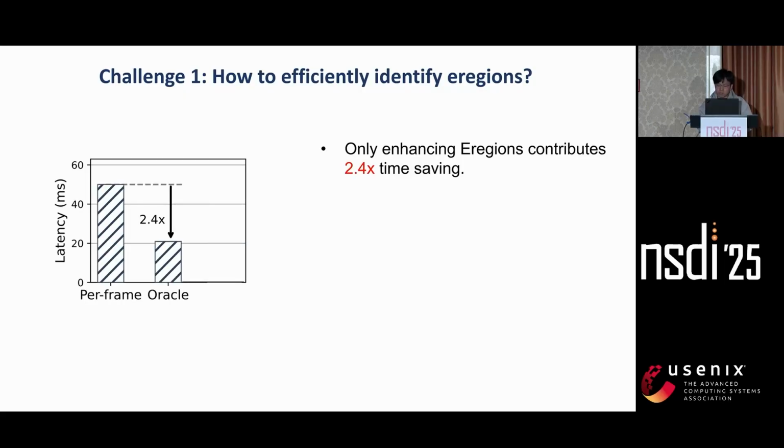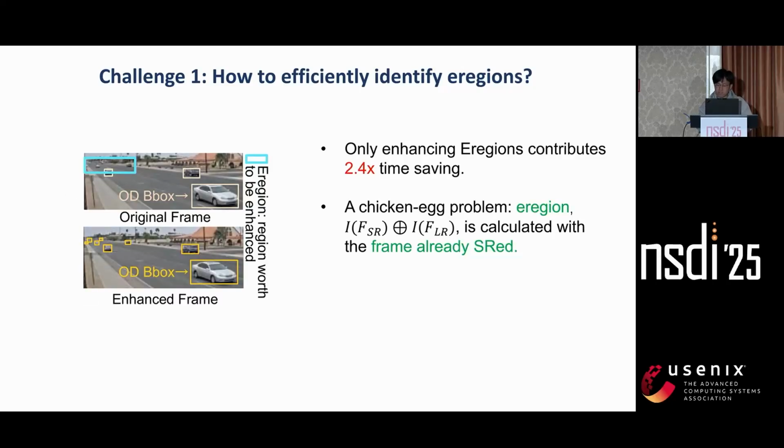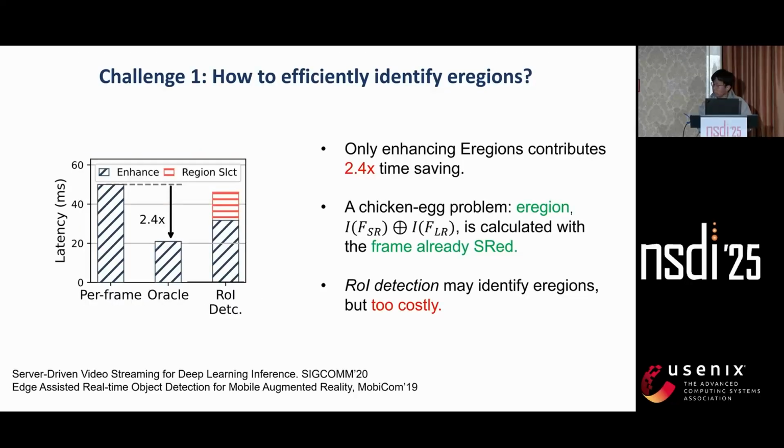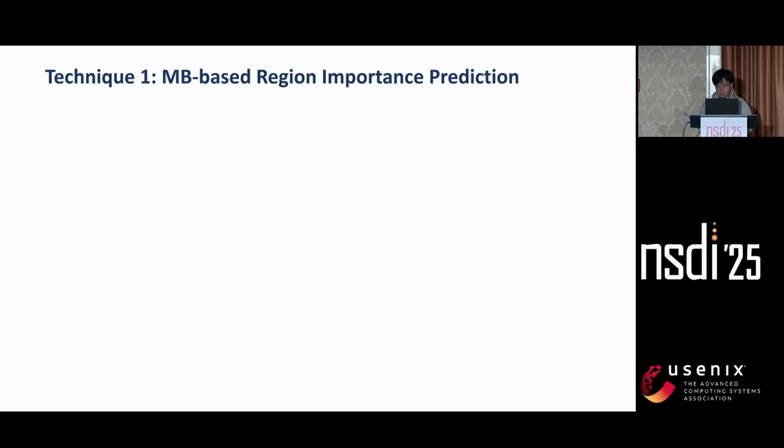We can see that if we only enhance the regions, there are substantial system gains, contributing about 2.4 times time saving. However, region identification is a chicken-and-egg problem, because reliable detection of regions itself requires high resolution analysis based on SR frames. We could use a simple idea: use ROI detection to identify the regions, but it is too costly. So our first technique is MB-based region importance prediction.